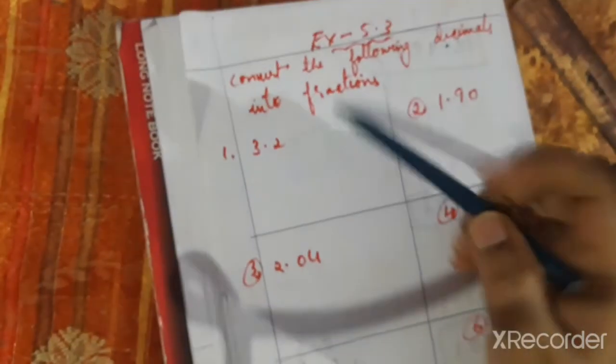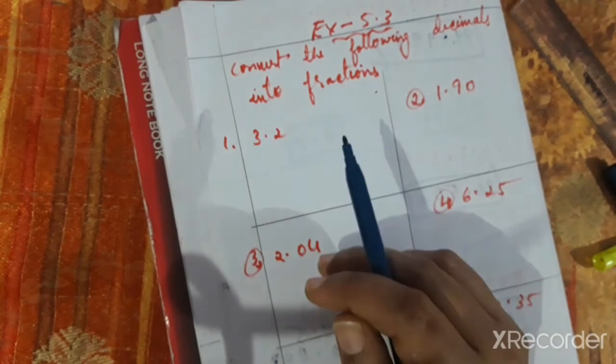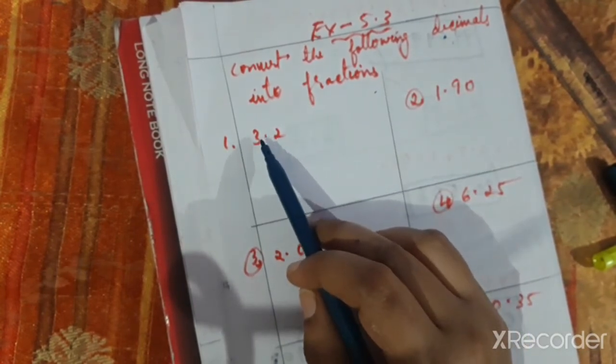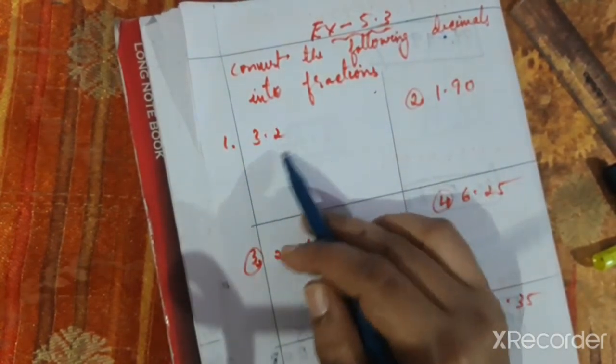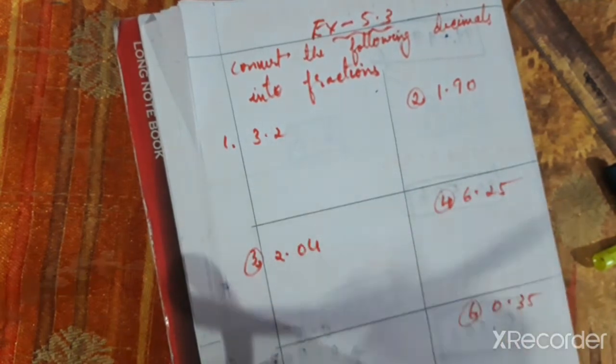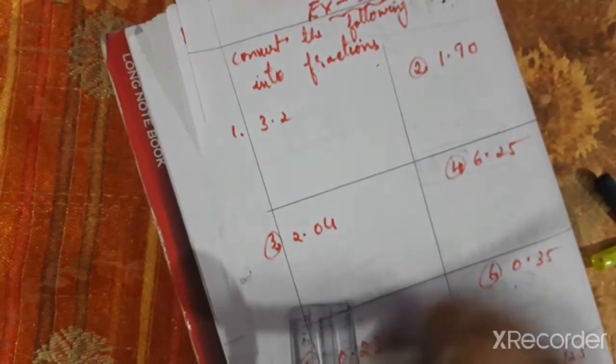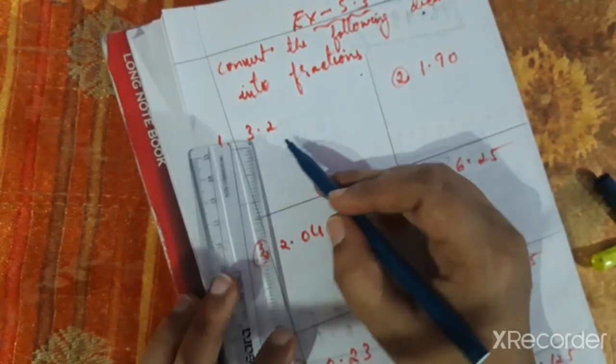Now next, exercise 5.3. Convert the following decimals into fractions. There are 3 methods we can use. Without the decimal, first we ignore the decimal point and write 32 divided by 10, with 1 digit after the decimal point giving 10. Or one more method, we can write it as a mixed fraction. So we are trying the mixed fraction way here.